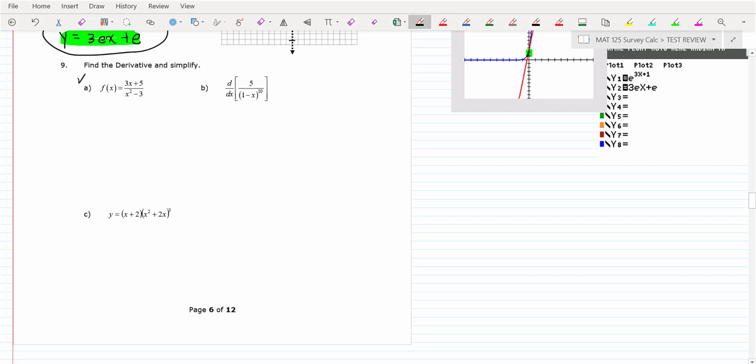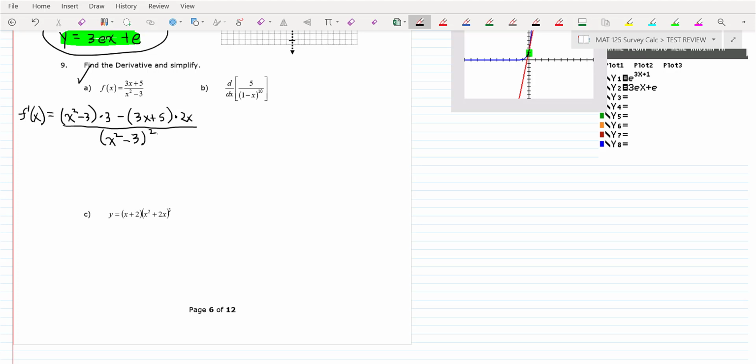Okay, so on part A, what rule applies to this derivative? Quotient rule, right? Okay, so you got to know the quotient rule. So we go bottom, x to the second minus 3 times derivative of top, which you're more than welcome to do in your head. Derivative of top is 3 minus the top times derivative of bottom, which is 2x, and then it's all over the bottom squared. Don't forget that. A lot of times I see students, they want to ignore that part of the problem and put it in at the end. Don't do that. Just keep bringing everything down, okay?